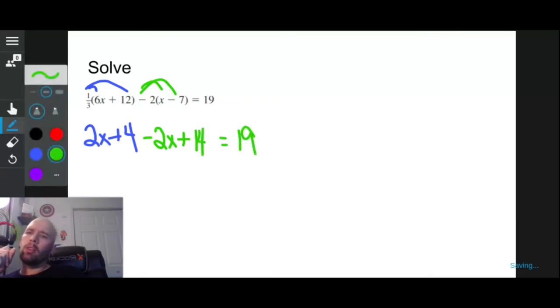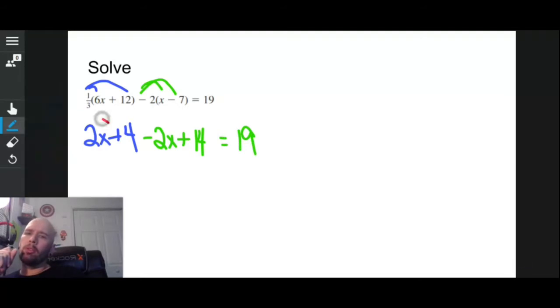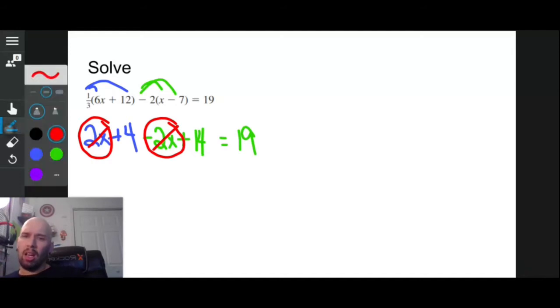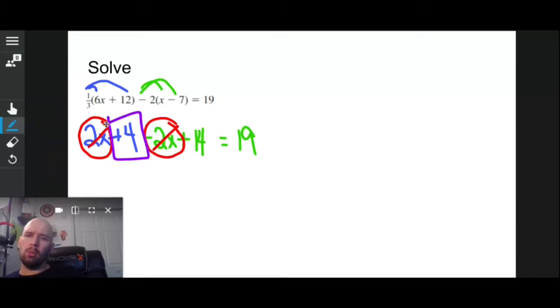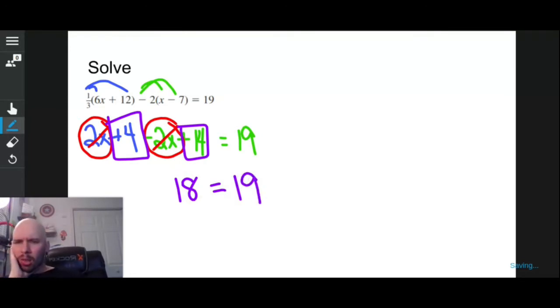All right, let me see on the left side. Let's combine like terms. So I have 2x and -2x. Okay. They just go away. And I have 4 plus 14, which is 18. So my variables disappear and 18 equals 19? Well, no, it doesn't. So what's my solution? There is none.